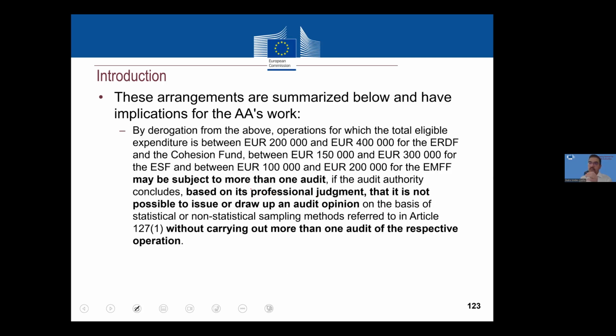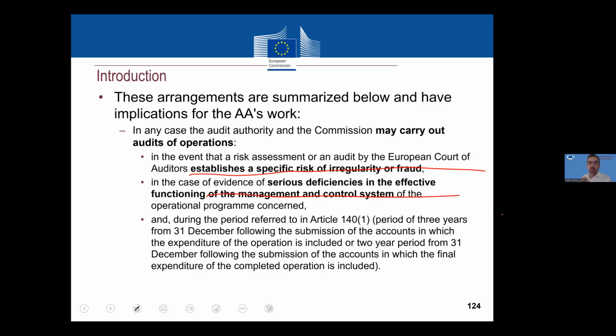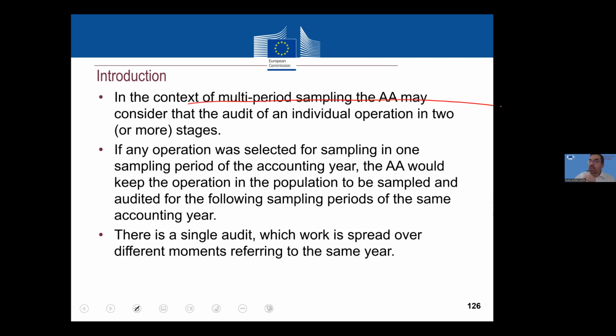One thing is to say that any operation, independently of the expenditure, should not be subject to more than one audit per accounting year by the audit authority or the Commission in order to avoid this overburden. A different thing is the context of a multi-period sampling approach. In a multi-period approach, when in the first period of the year you visit a certain beneficiary to audit a certain operation, you are not auditing the full expenditure of the operation that year. You are just auditing the expenditure related to a part of the year. So in a multi-period approach, the audit authority may consider that the audit of that operation is performed in 2 or more stages, in 2 or more periods.